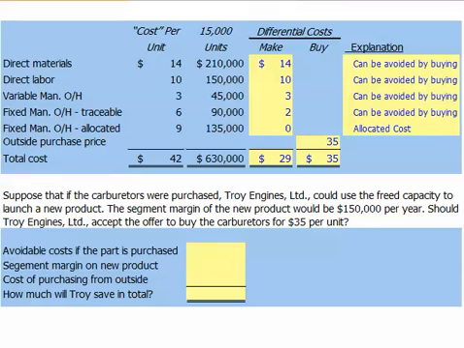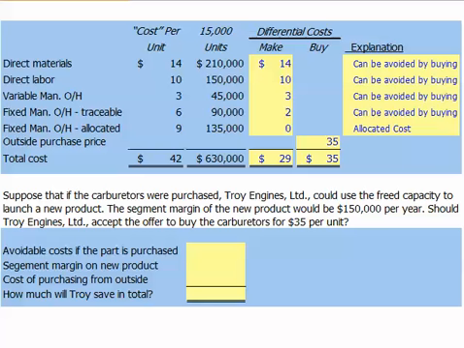What if instead, if the carburetors were purchased externally, Troy could use the free capacity to launch a new product, and the segment margin on the new product would be $150,000 per year? Does this change Troy's decision? Should Troy Engines Limited accept the offer to buy carburetors for $35 per unit?